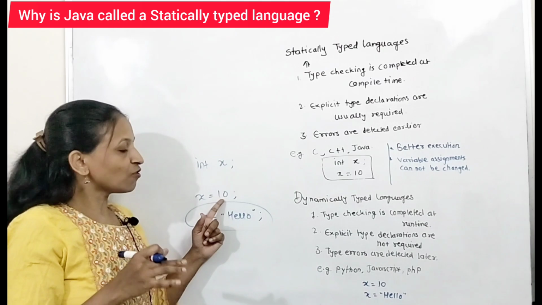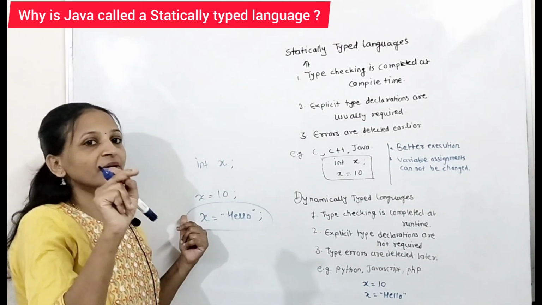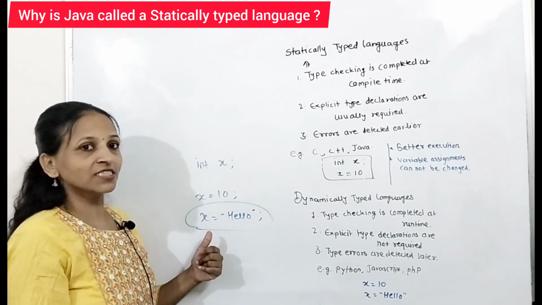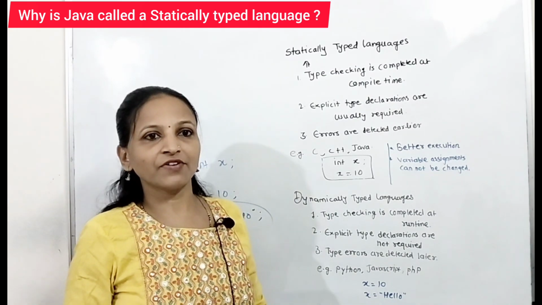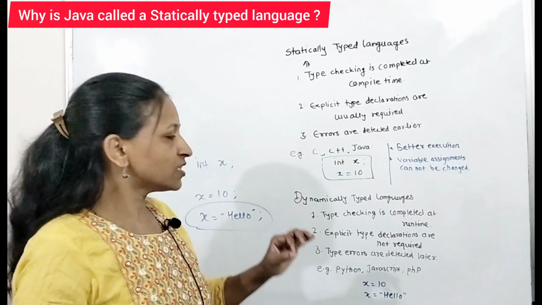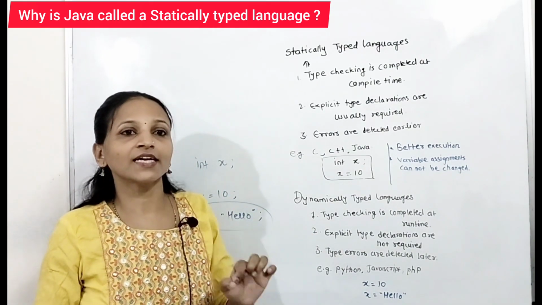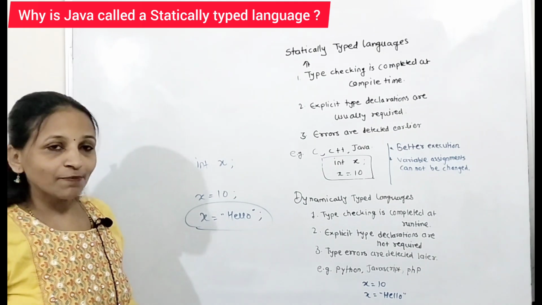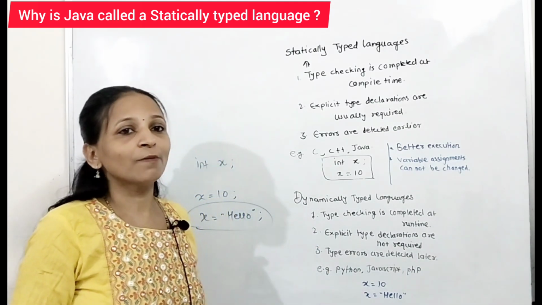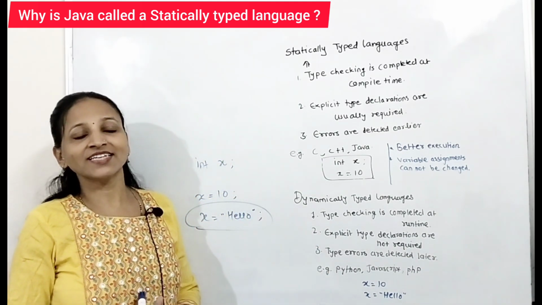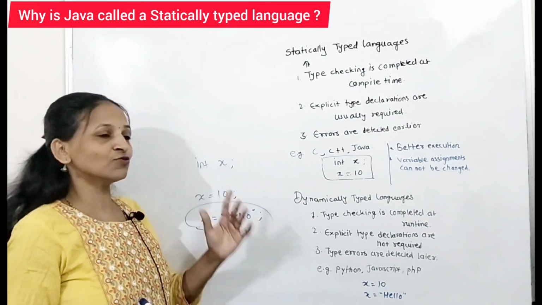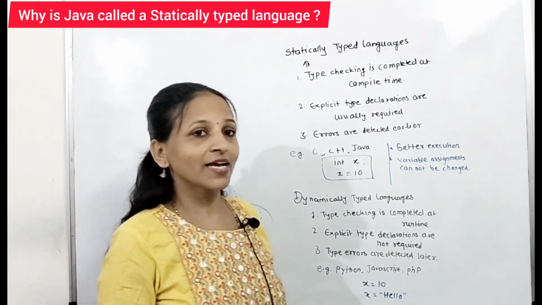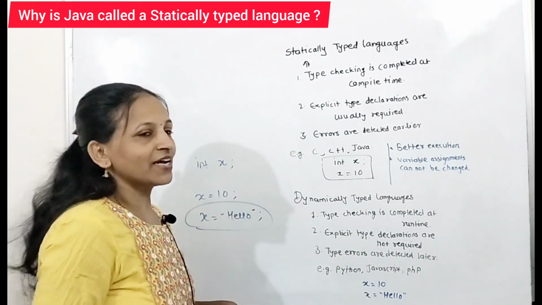Initially you have mentioned that this x is of type integer, so you cannot now consider this x as a string. You cannot do this in statically typed languages. You have to confirm the data type of that variable before its use. And because it is checked at the time of compilation only, you cannot modify it at the time of execution again. You can declare the data type only once, and you cannot redefine it.